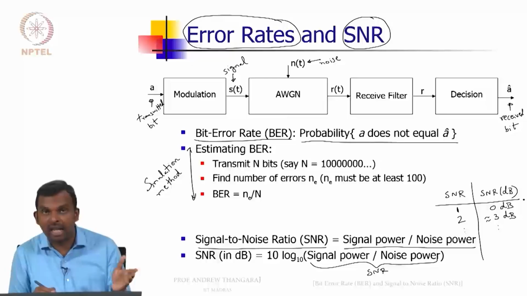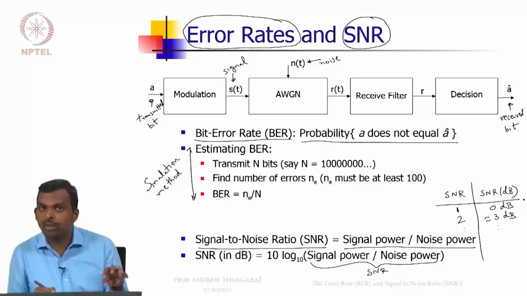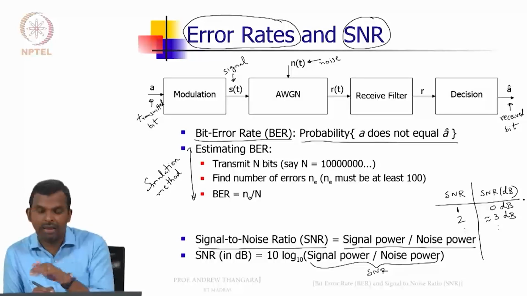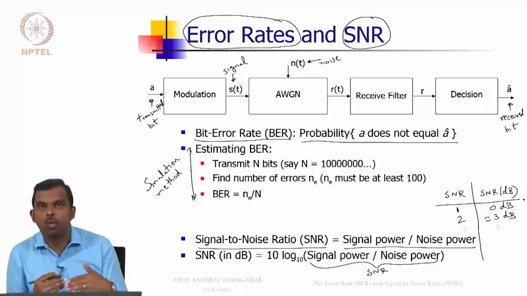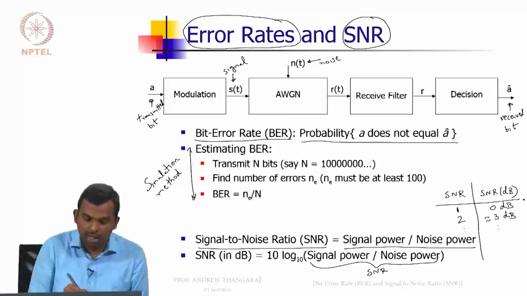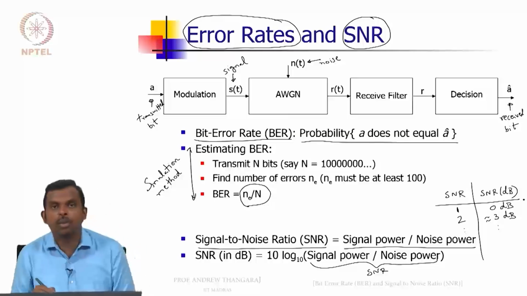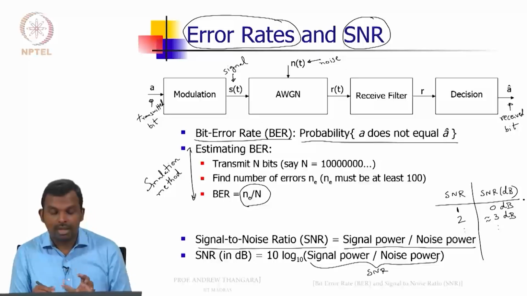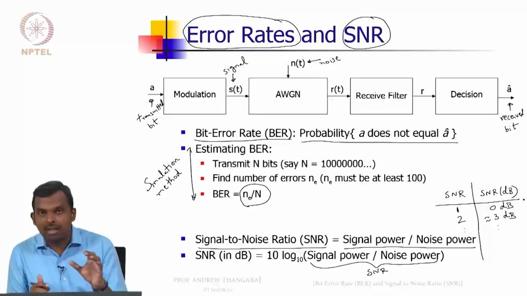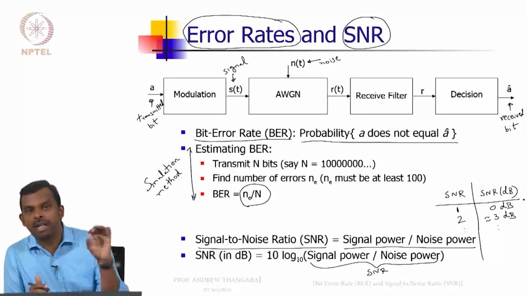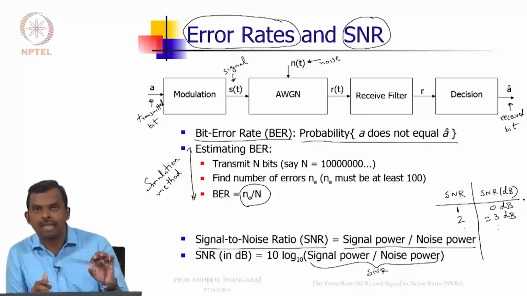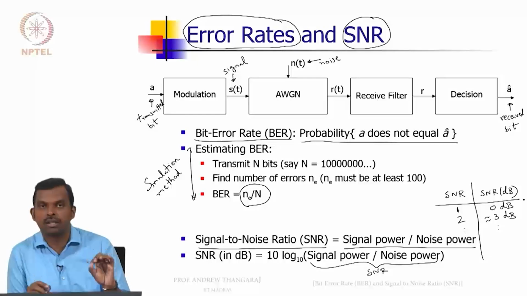You actually transmit a large number of bits, tens of thousands of bits. You know what bits were transmitted, you know what bits were received after this system, and then you compare and see how many errors were made. This ratio N_E by N, as we know from our studies of probability, is a good estimate of the bit error rate, the probability that A is not equal to A hat. So, this is the way in which things are captured. As you can imagine, as SNR increases, your bit error rate is going to fall. This is the essential trade off in digital communication systems.